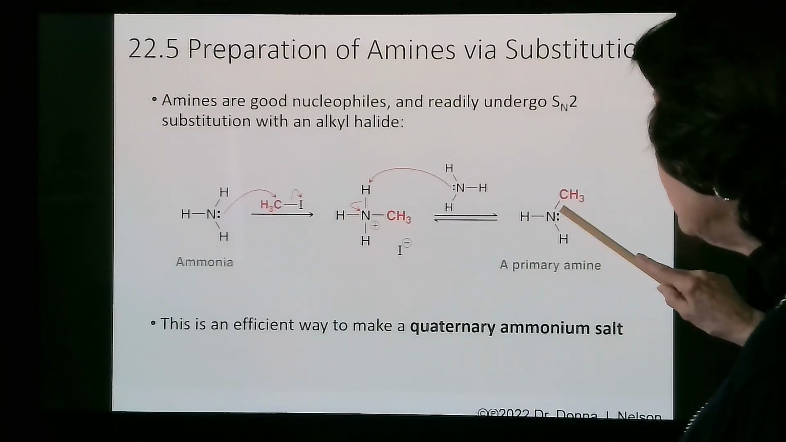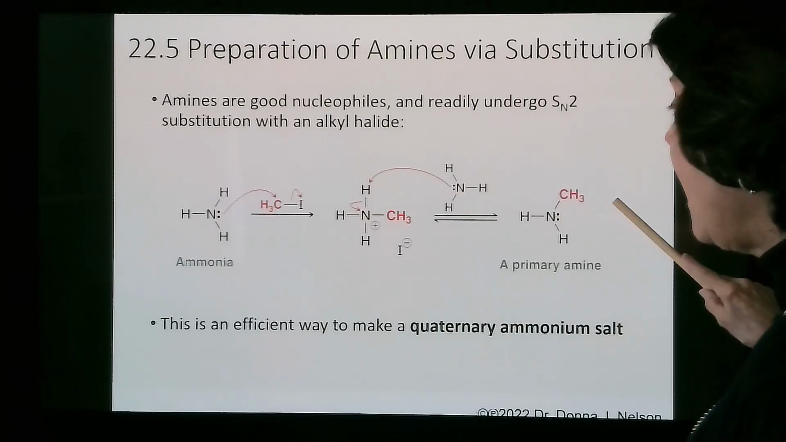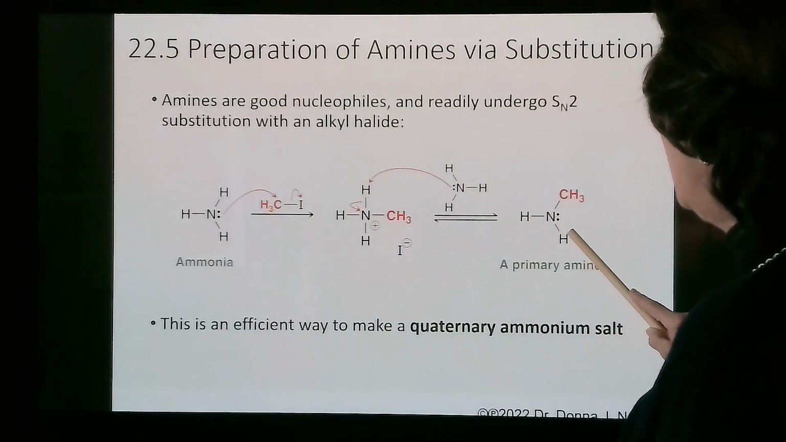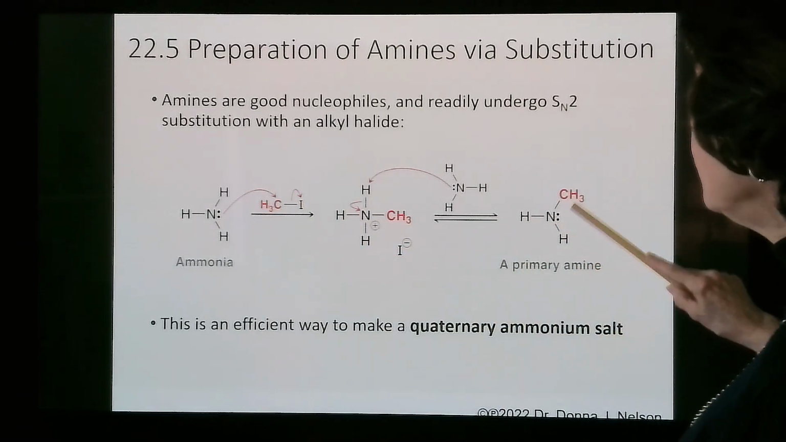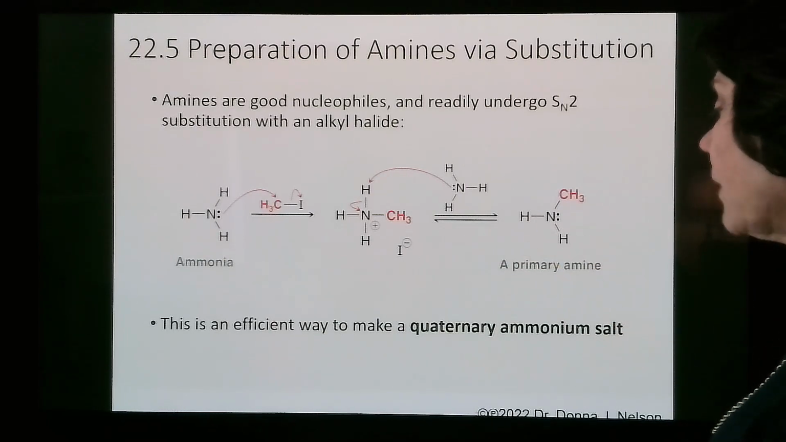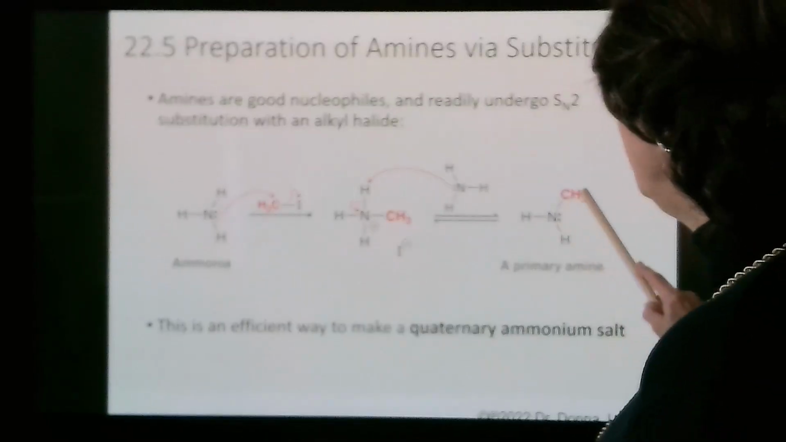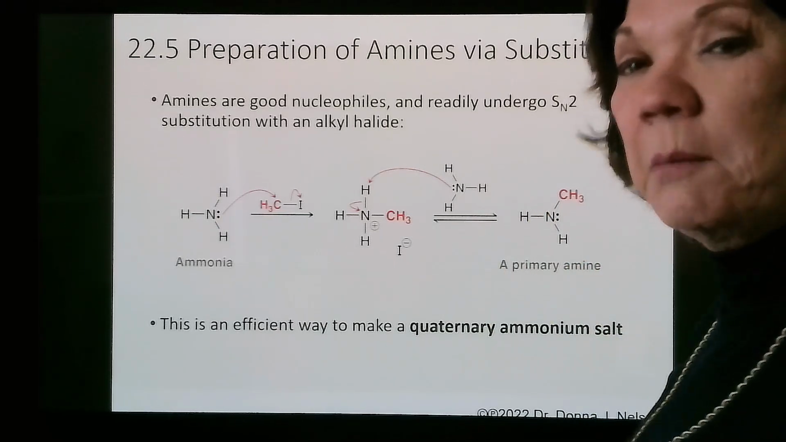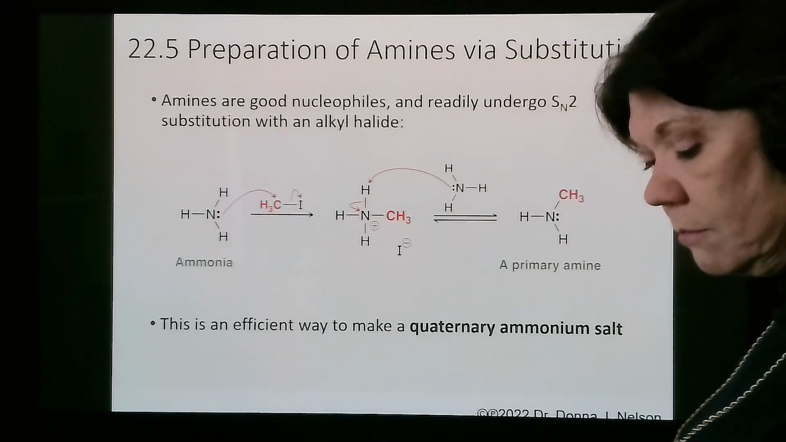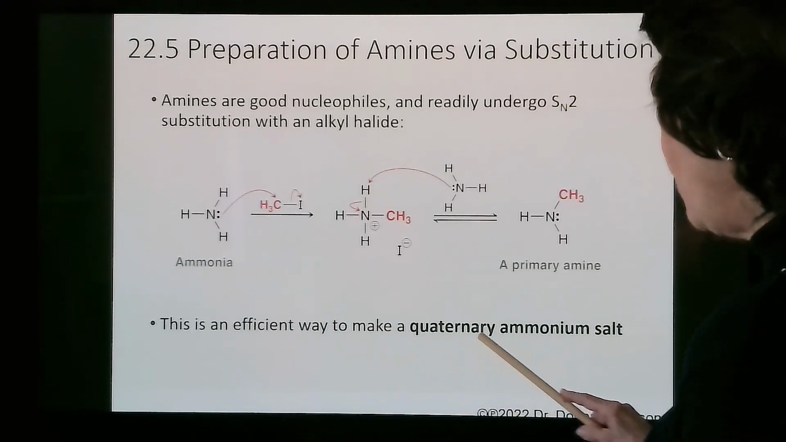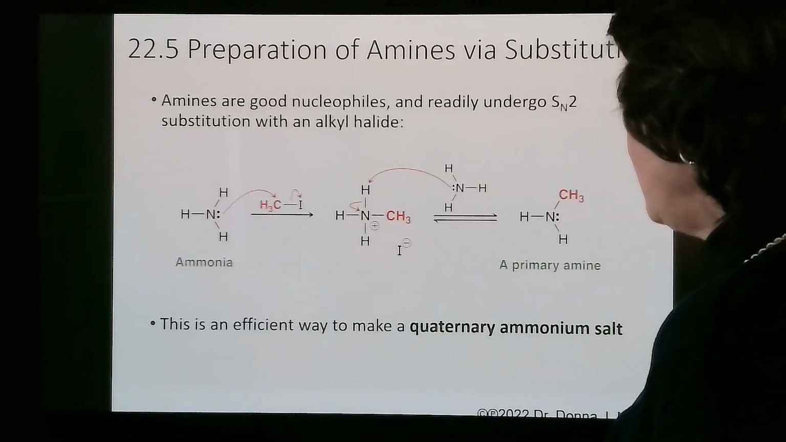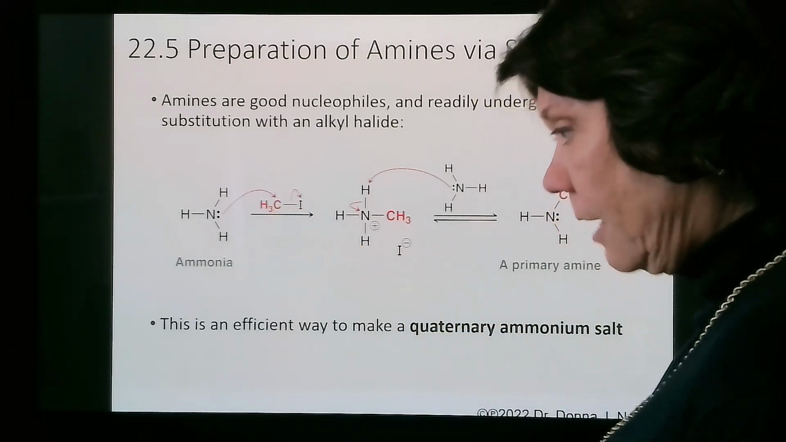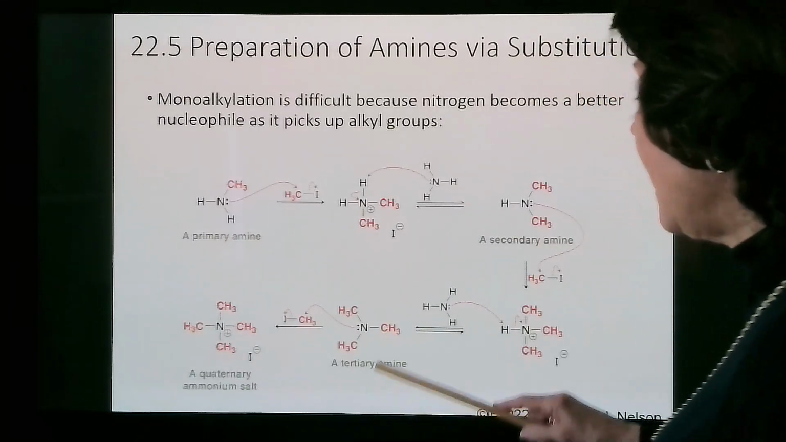So instead of stopping here, this lone pair will go on to attack another molecule of methyl iodide, and so you'll get multiple alkylations. And so this will not be a good way to synthesize primary or even secondary amines. You will get product mixtures. However, it is a good way to make quaternary ammonium salts by simply using an excess of methyl iodide. So that is demonstrated here.